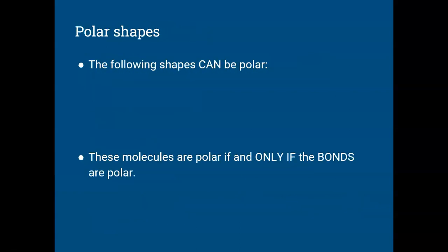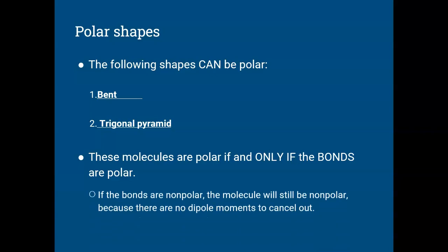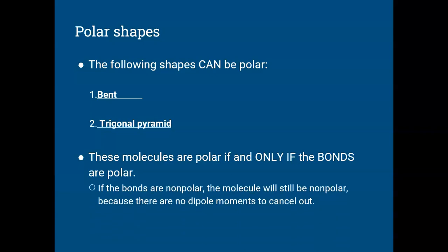So then the following shapes can be polar: bent and trigonal pyramid. And these molecules are polar if and only if the bonds are polar. Because they have that lone pair on the central atom, it makes them a little bit asymmetrical, and so the dipole moments do not cancel out. Now, if the bonds are nonpolar, the molecule will still be nonpolar because there were no dipole moments to cancel out in the first place.